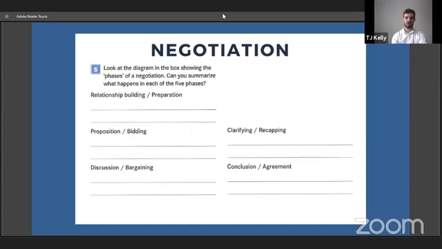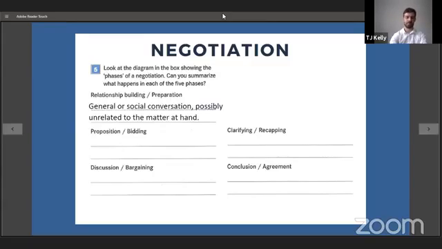So the first point on the list just now was relationship building and preparation. So this would be general or social conversation. It could even be unrelated to the matter at hand, the negotiation overall, just to build up a relationship, a rapport with the other party, make everyone comfortable with the situation, and prepare everyone for what's to come ahead.